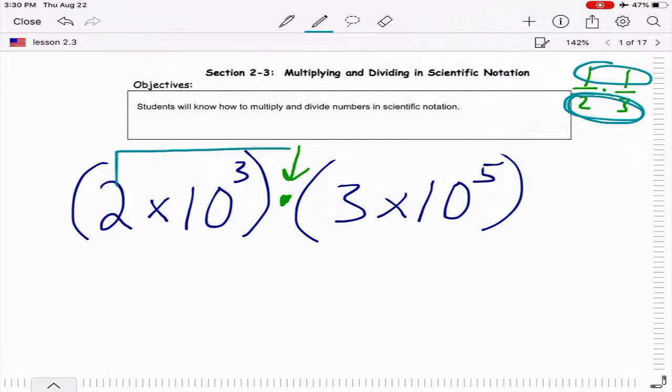We're going to multiply our a's, which is like your numerator, and we're going to multiply our base 10s, which is kind of like your denominators. After that, you're done. You might have to tweak your answer afterwards, but if that's the case, we just tweak it. So let's do it together now.